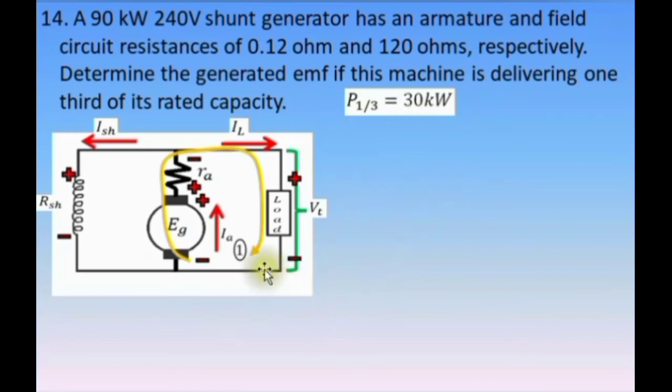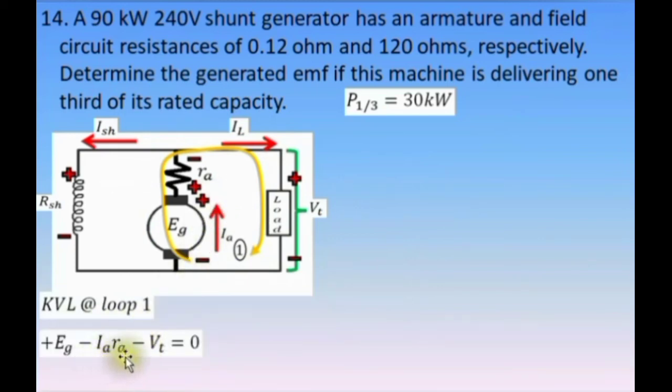Analyzing this problem, we need this loop, say loop number 1. Kirchhoff's voltage law at loop number 1, we have positive EG minus IARA minus VT equals 0. Again, we transpose negative IA times RA minus VT to the other side of the equation. So generated EMF equals terminal voltage plus IA times RA. This is equation number 1. We already have the terminal voltage, that is 240 volts, and the armature circuit resistance RA, that is 0.12 ohm. We need to determine the value of IA first before we can determine the generated EMF.